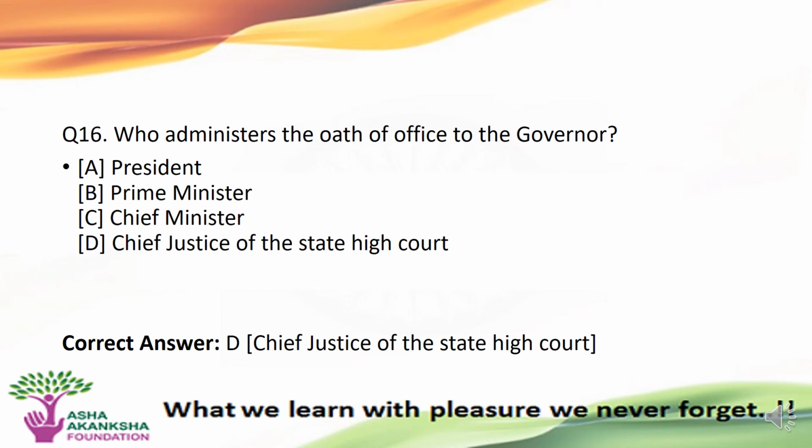Let's move on to the next question. Who administers the oath of office to the governor? Options are A. President, B. Prime Minister, C. Chief Minister, or D. Chief Justice of the State High Court. The correct answer to this question is option D. That is, the Chief Justice of the State High Court administers the oath of office to the governor.